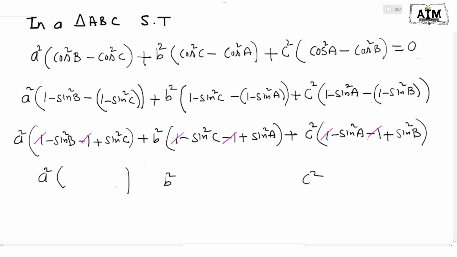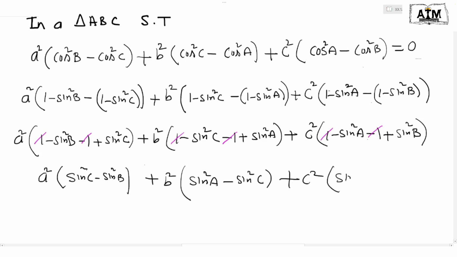In the first bracket, you can write sin square c minus sin square b, plus in the second bracket, you can write sin square a minus sin square c, plus c square in the third bracket, sin square b minus sin square a.